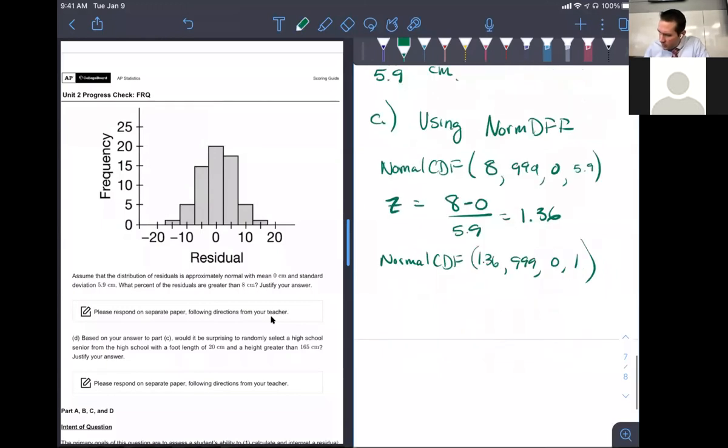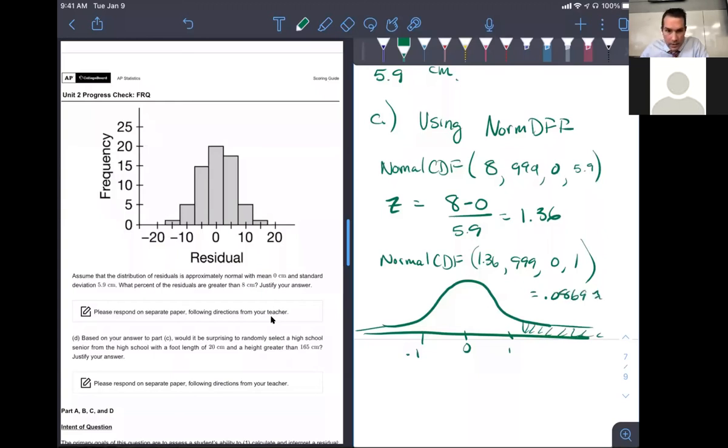And any time we're using this normal model, it's always a good thing to draw in our curve. And so we are looking for this area, which turns out to be, if my calculator is to be believed, 0.0869, or roughly 9%. So 9% of the residuals are greater than 8.